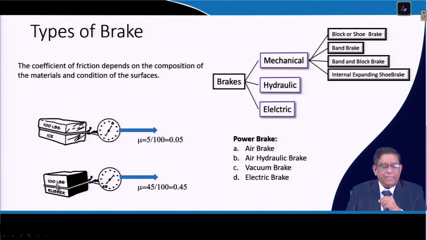But with rubber on ice it was moving very smoothly, while on rubber it requires up to 45 units. So you can see the coefficient of friction, and this friction works in the different types of brakes so that the wheel is arrested. There are quite a number of different types of brakes, mainly the mechanical brake and the power brake.